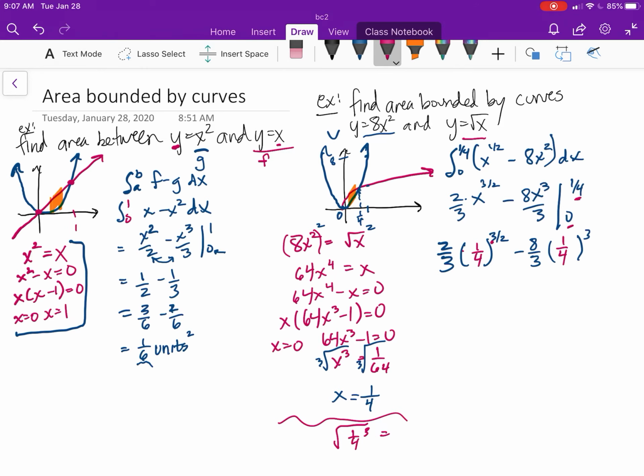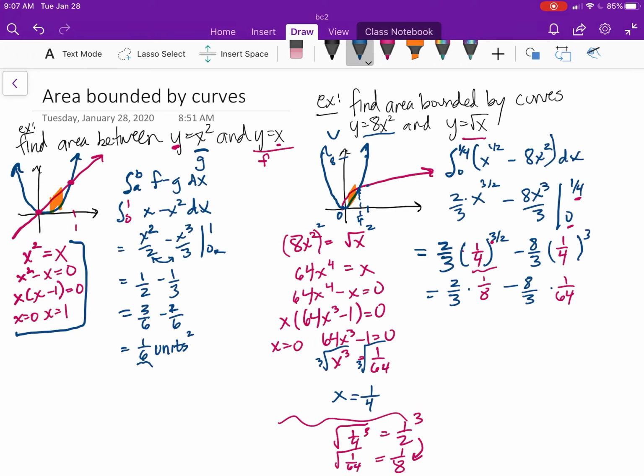We could do square root of 1/4, that's 1/2 to the 3rd, or you could have done 1/4 cubed, which is 1/64, square root. Either way, the square root of 1/64 is 1/8. 1/2 cubed is also 1/8, right? So it doesn't matter. So this piece here is 1/8 times 2/3 minus 8/3 times 1/4 cubed. We just did that down here as 1/64.